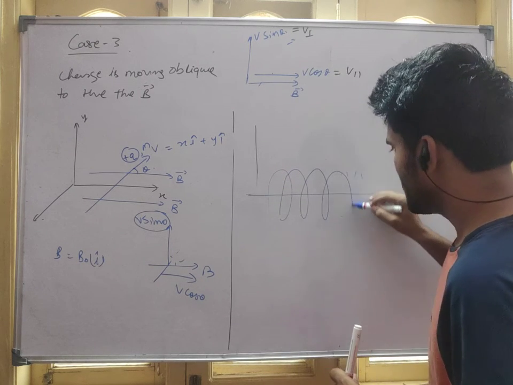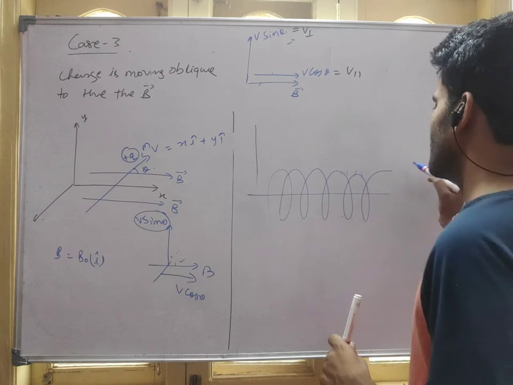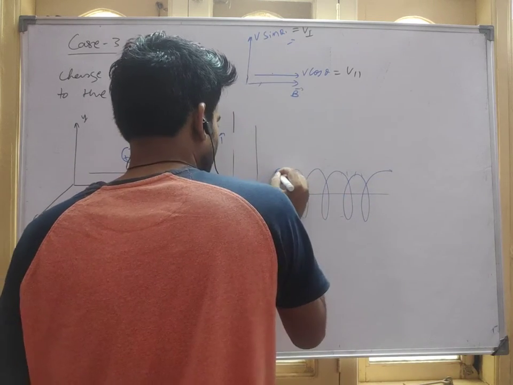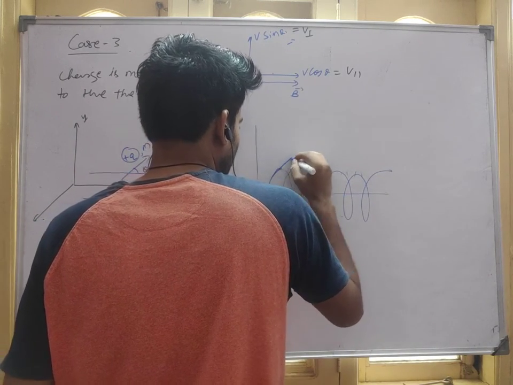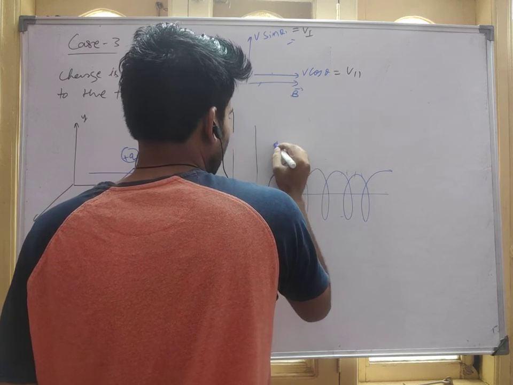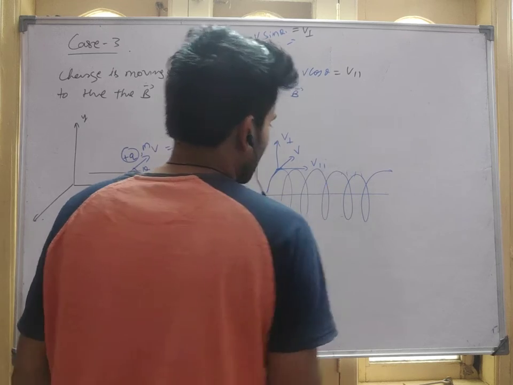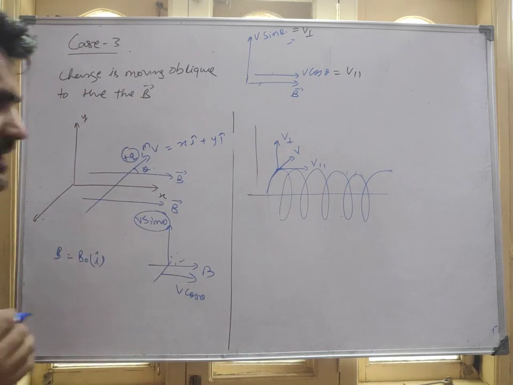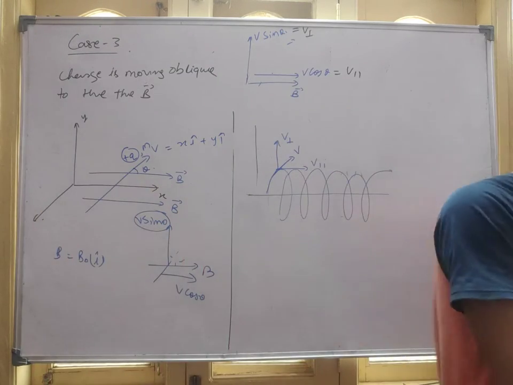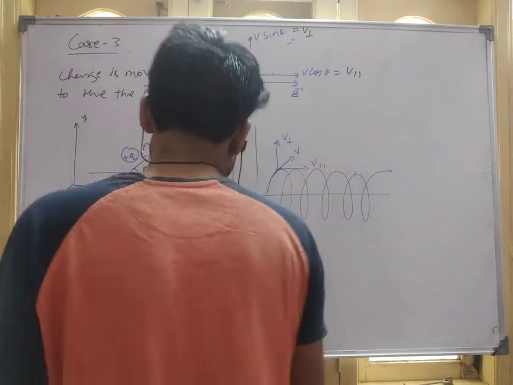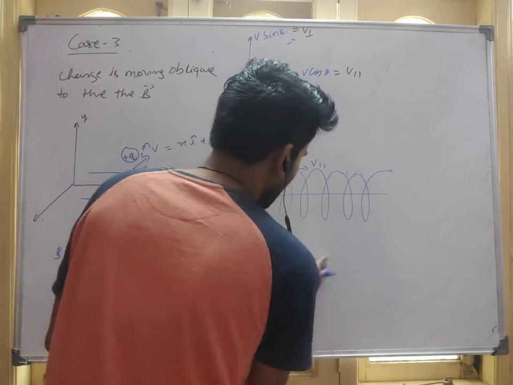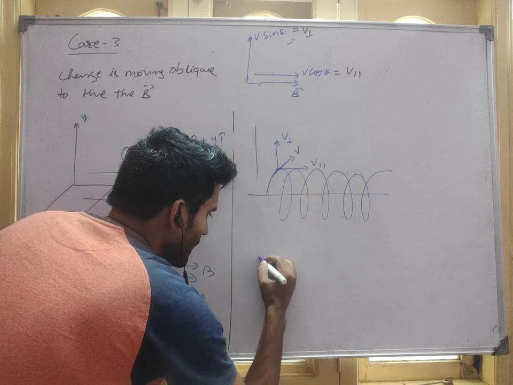Don't you feel it will be moving like this? Tell me, guys. If it is moving like this, see, this will be the V perpendicular and this will be the V parallel. Tell me, guys, did you understand this or not? Yes. So let's discuss this helical path. This helical path is like this.